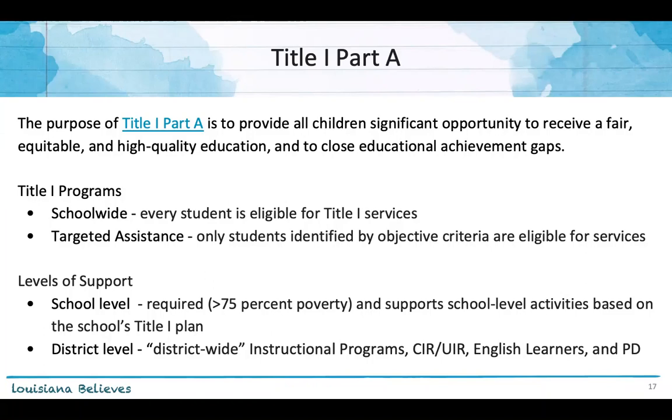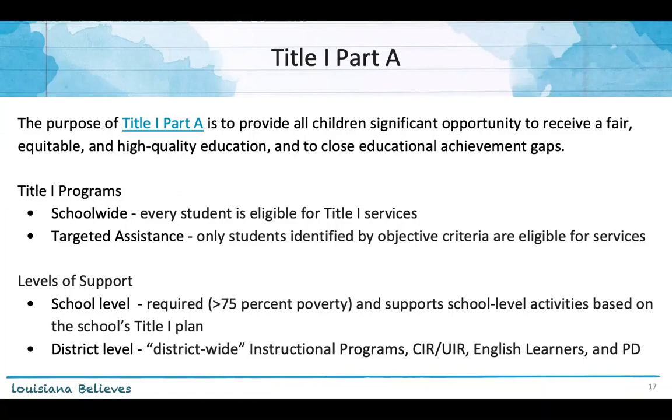Under school-wide, every student is eligible for Title I services. In contrast, a targeted assistance program may only support students that meet specific academic criteria. Under Title I, there are also two levels of support. At the school level, schools with 75% poverty or greater are required to be served, and funds support school level activities based on the school's Title I plan.